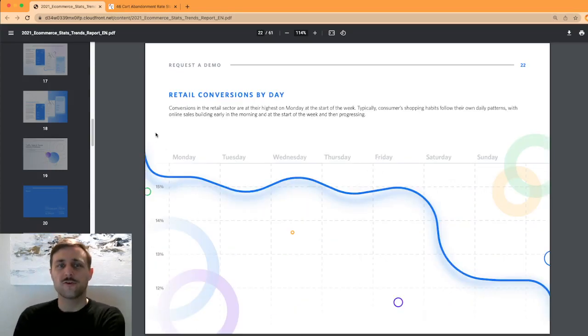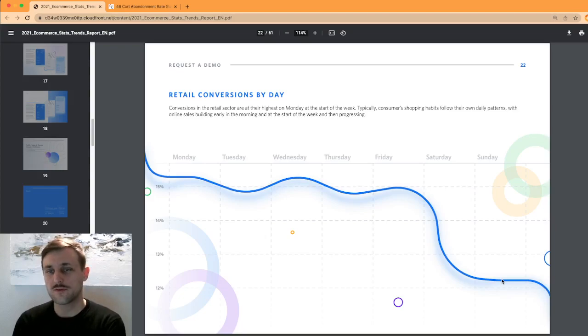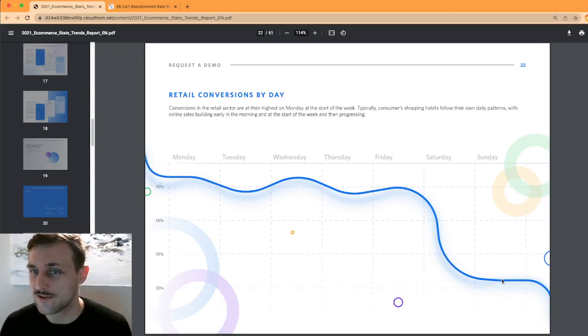Okay, let's look at conversions by day. This is also very interesting. We see the best days are Monday and Wednesday, with Tuesday, Thursday, Friday being a bit lower, not too far below, but Saturday and Sunday are much lower than these. Monday and Wednesday are a bit more than 15%, whereas these are at 12%. So it's not a huge difference, but still a 3% difference. If you consider massive sales amounts, that could be a big amount of money.